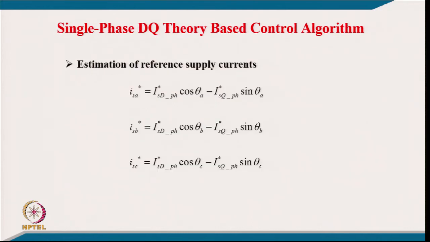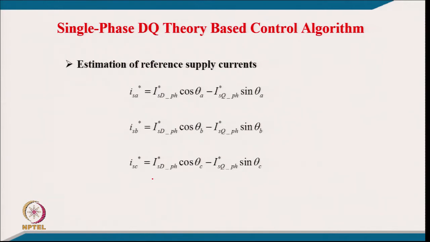Now, from these D and Q components, using this transformation we can get the 3 phase reference currents for A phase, B phase and C phase for the supply or grid current, or source current, and we sense the source current.